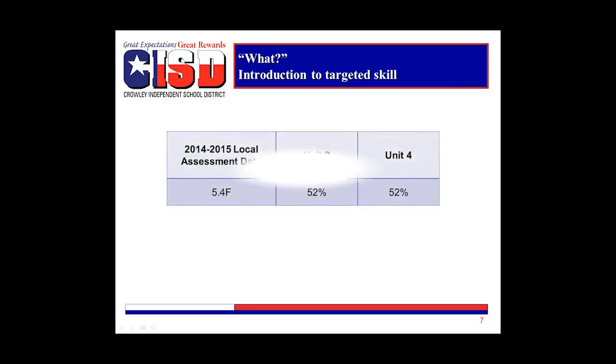Let's take a moment to review the district data from the previous units. You may want to pause the video at this time to review your specific campus and/or teacher data for this standard and discuss what your campus goal is for this standard when it is assessed again in Units 6 and 7 of the third 6 weeks.